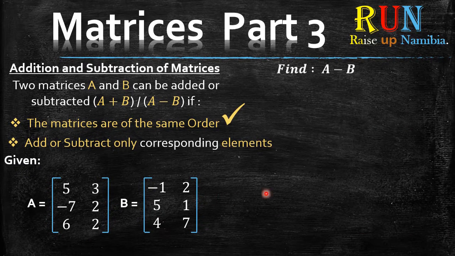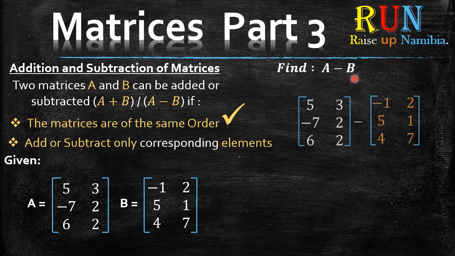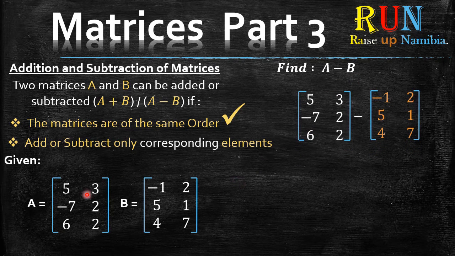Now how about when you're asked to subtract, which is find A minus B. The concept is the same. You always want to check your two matrices. Are they of the same order? If no, then you can't add or subtract them. But if yes, like for example in this case, they are of the same order, you subtract the corresponding elements.